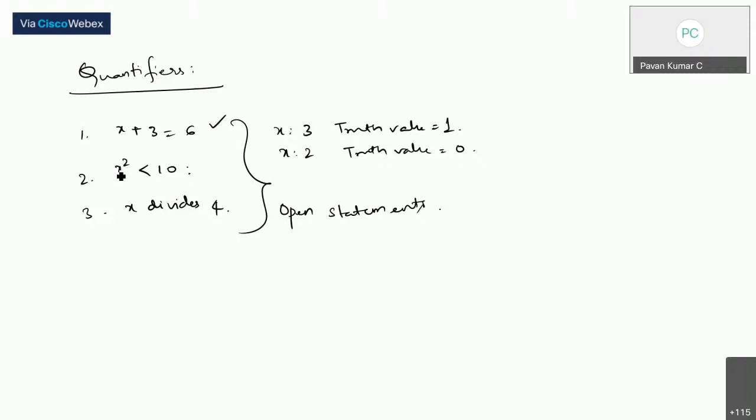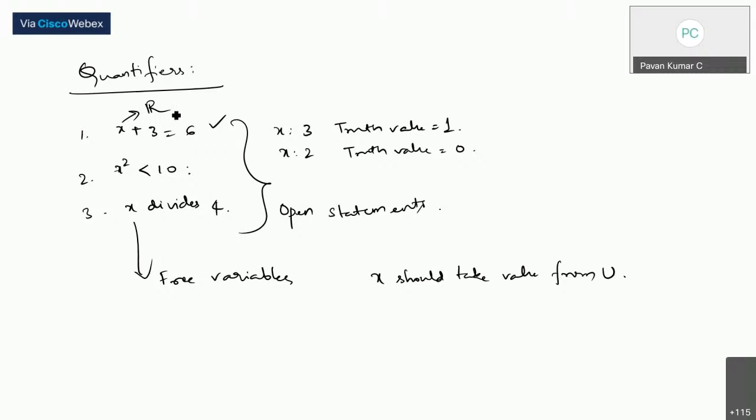Also, the variables involved, like the x which can take a value, are called free variables. Now this x should take its value from the universe U, which we were discussing above. If I take the case x plus 3 is equal to 6, x should take a value from the real numbers. Similarly, x square should also take its value from the real numbers. So in this case, R is the universe.